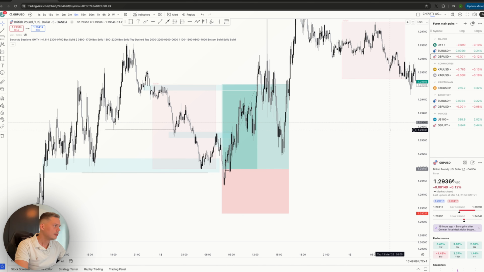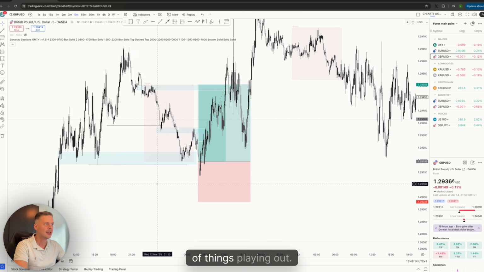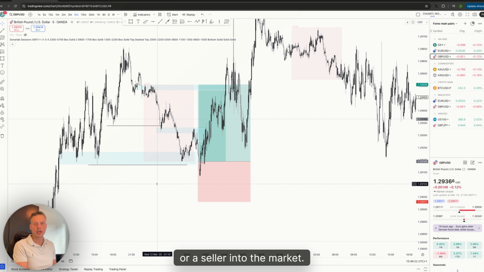And there are so many ways where we can see these kinds of things playing out. And now you understand, right? This is what an inducement is. An inducement is nothing more than to attract a buyer or a seller into the market, and market makers create this stuff. The markets are rigged, 100%.